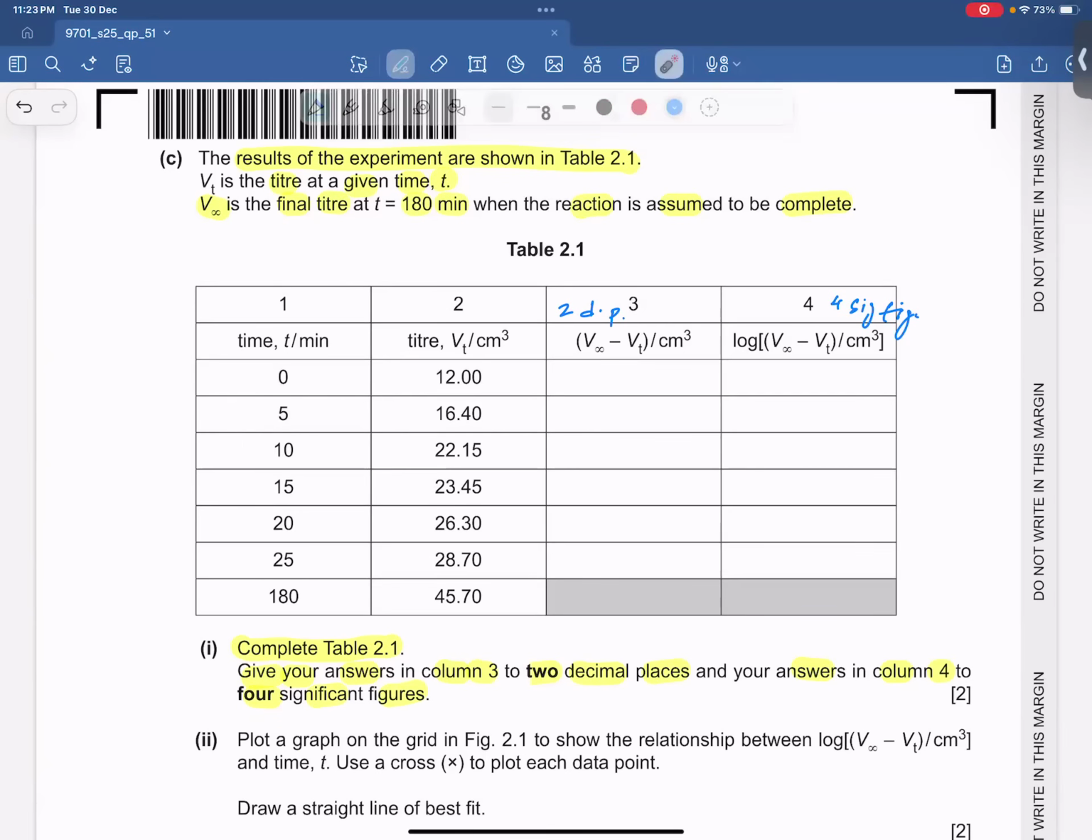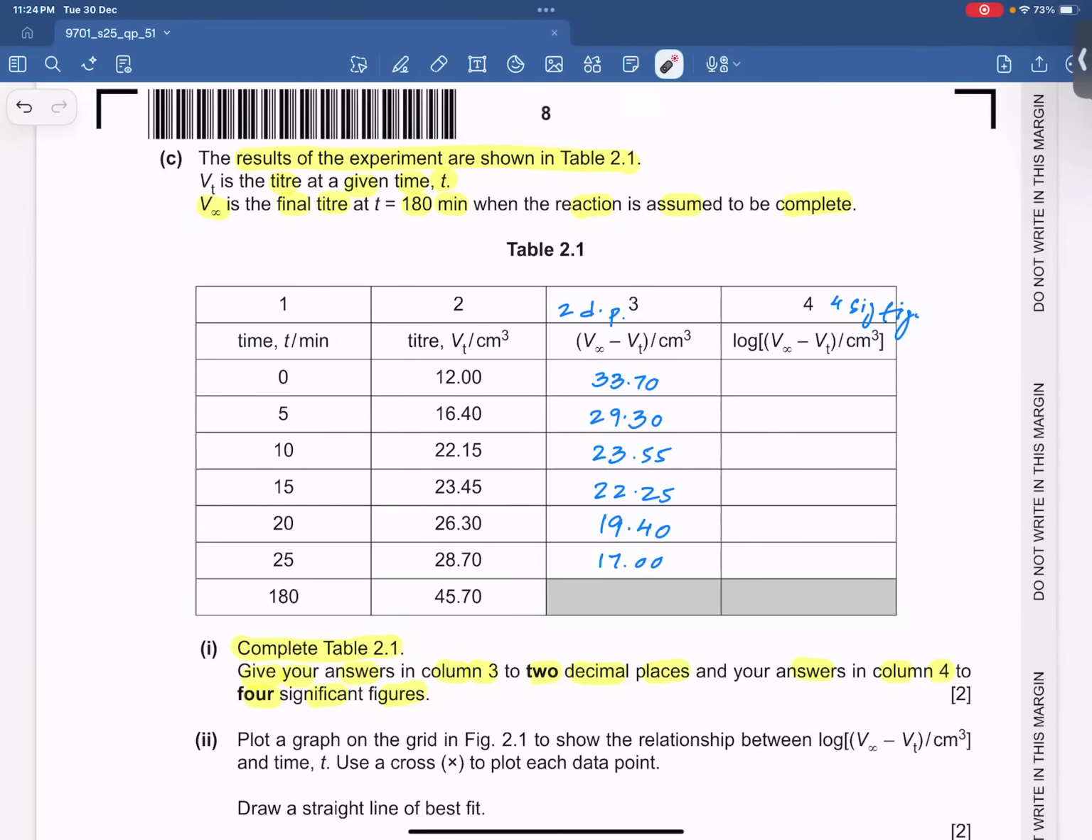When you subtract these two values, you will get the value here. So the value is going to be 33.7. So two decimal place, it has to be 33.70. It has to be 29.30, 23.55, then 22.25, then 19.40, and then 17. So it should be 17.00.